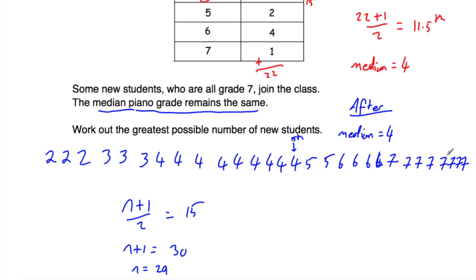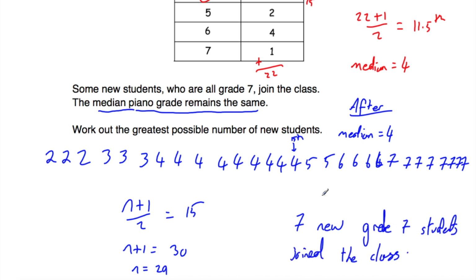Some more have joined. Let's see how many have joined. 1, 2, 3, 4, 5, 6, 7. So 7 grade 7 students could join. So 7 new grade 7 students join the class. And that's it.